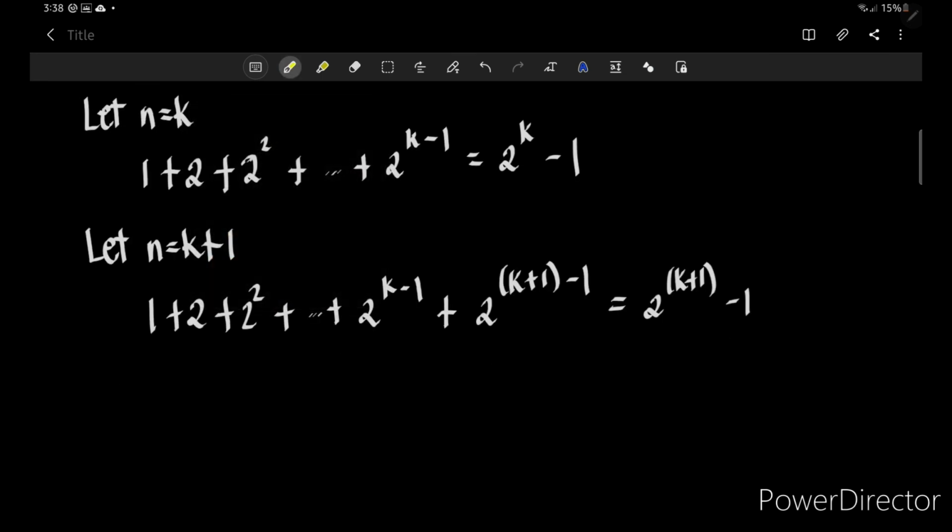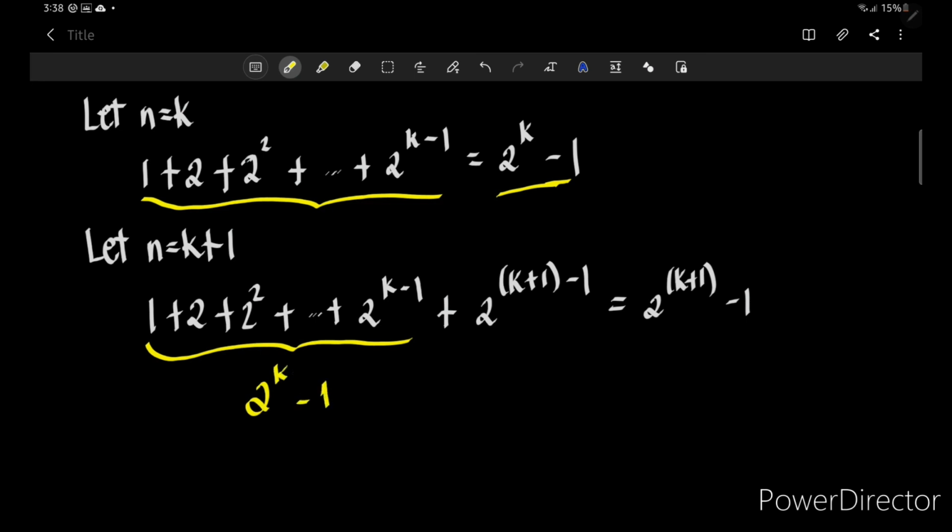Okay. On the left side, kung mapapansin po natin, itong part na to, ay inassume natin na equal sa 2 raised to k minus 1. So, pwede natin yan palitan ng 2 raised to k minus 1. Then, bring down lang natin itong part na to, that is plus 2 raised to k plus 1 minus 1 equal, sa right side, we have 2 raised to k plus 1 minus 1.